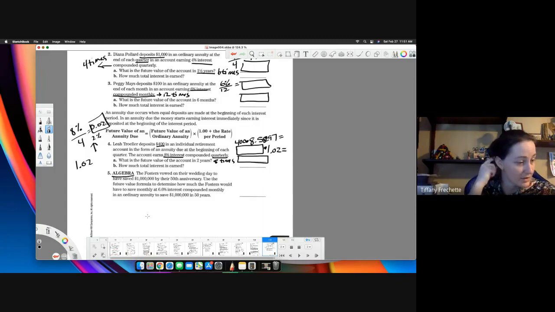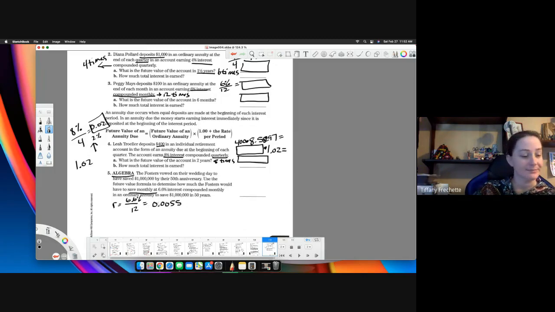All right, so first we need to know the rate per period. We're going to take our 6.6% and divide by 12 because they're doing it monthly. Where do they say that? Save monthly, right? So we have 0.0055. That's our rate per period. Every month, that is our rate.